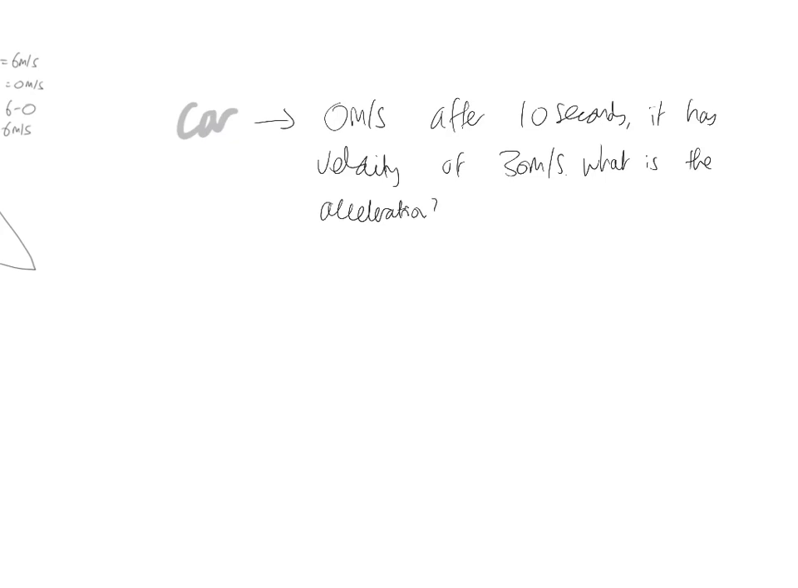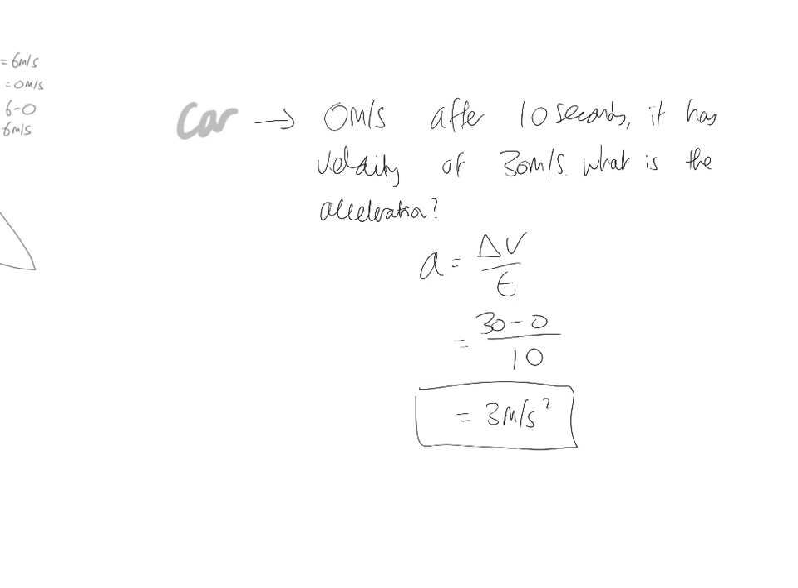So just use your imagination and then make sure you show how you get the answer. So write the equation, put the numbers in. Change in velocity in this case is 30 minus 0, divided by the time taken, which is 10. And that will tell you that it's accelerating at 3 meters per second squared. So make sure you show how you get your answer in your NotesQuest.